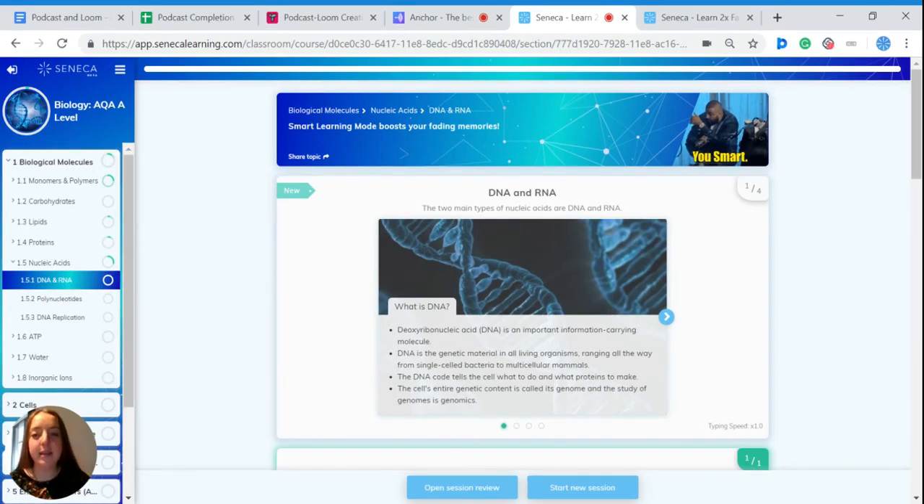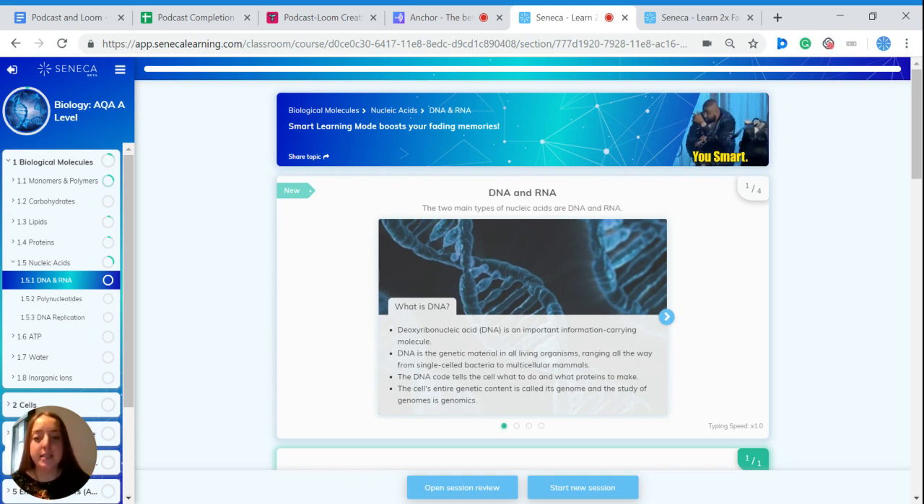In the next few minutes, I'm going to talk about RNA and DNA. So these are the two main types of nucleic acids, DNA and RNA. DNA stands for deoxyribonucleic acid, so a bit of a mouthful, and it's an important information carrying molecule.